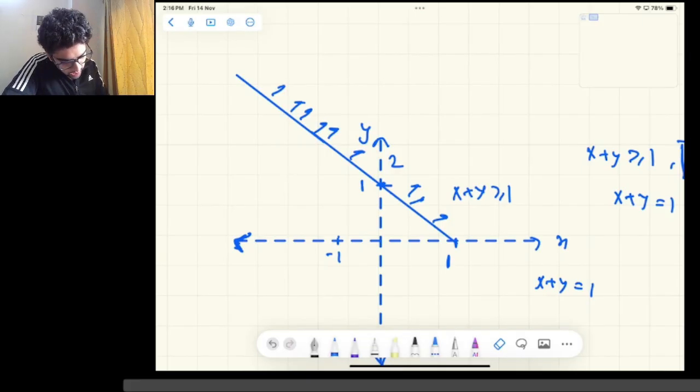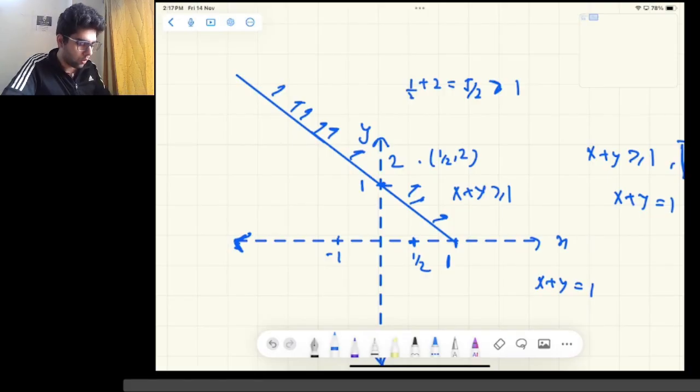Because if you just take a random point here, say half, and if I take a point here, 2, so 2 will somewhere lie between here. So this point is (half, 2). If I add half and 2, this will be 5 by 2, right? And 5 by 2 is greater than 1, right? It is greater than 1.